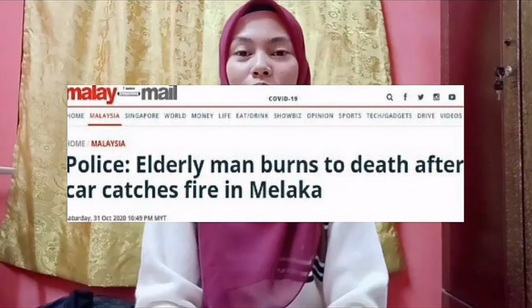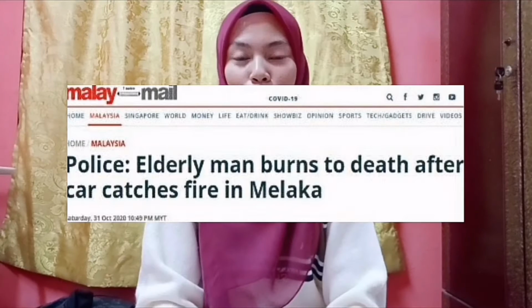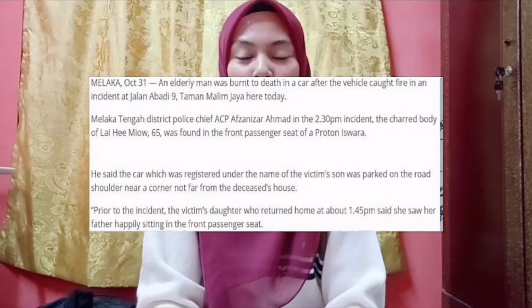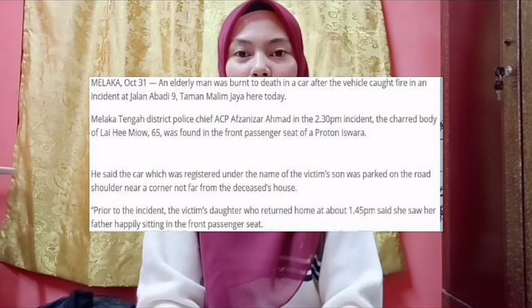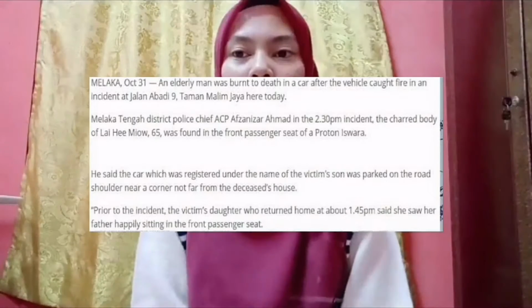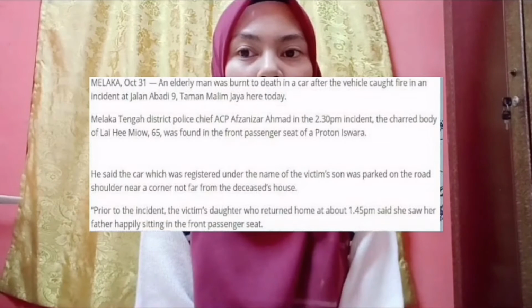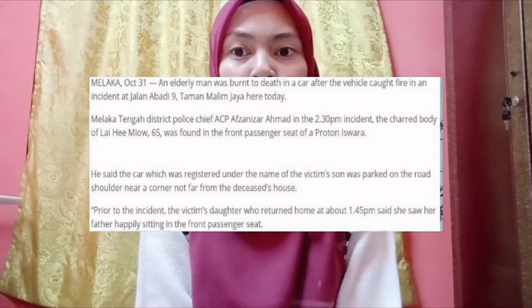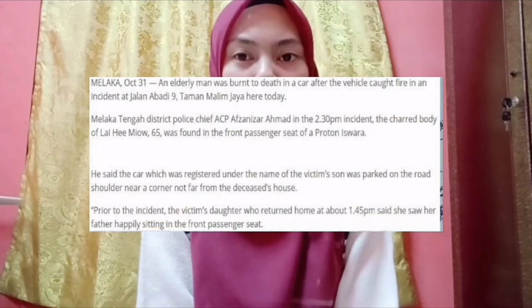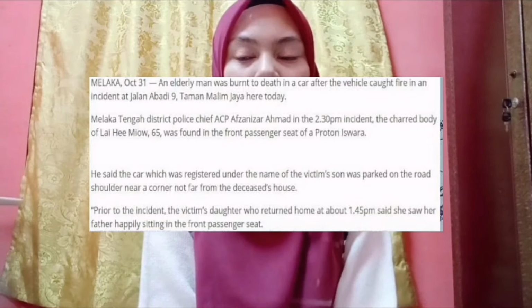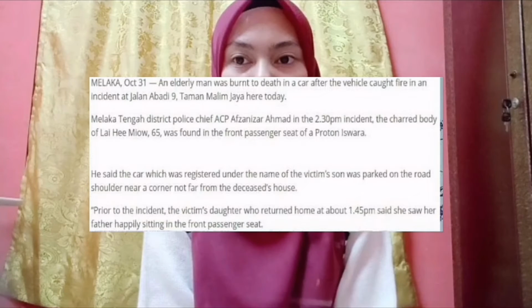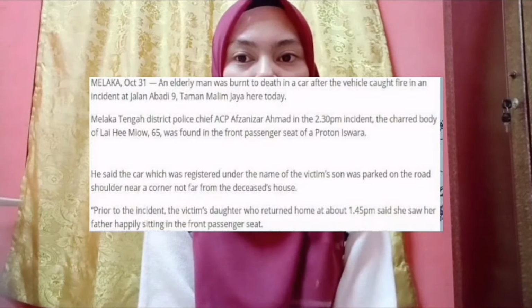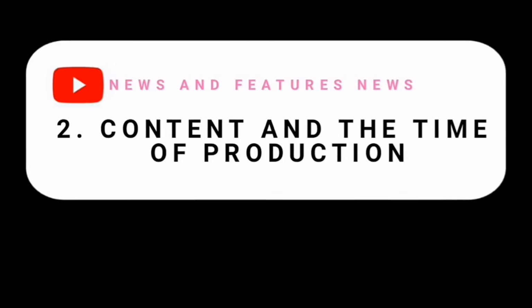For example, the intro in Malay Mail News, as you can see, they summarize the whole story in one paragraph. For example, they say that an elderly man was burned to death in a car after the vehicle caught fire in an incident at Jalan Abadi 9, Taman Malim Jaya, here today.